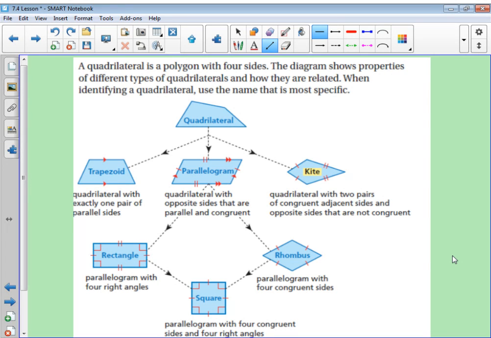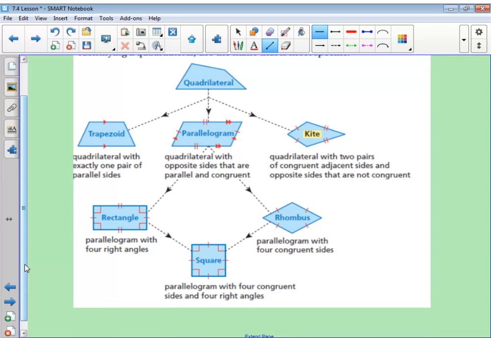So we have quadrilaterals. Let's just go through the different types of quadrilaterals we have here. A trapezoid is a quadrilateral with exactly one pair of parallel sides. So take note, these two are parallel. They are using this little symbol here to identify that those two sides are parallel to each other. Okay, the two other sides are not.